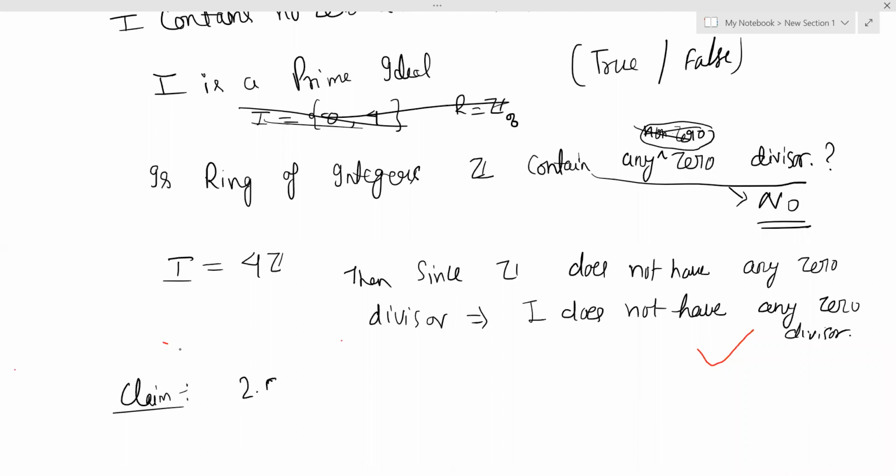You are in the ideal 4Z, in the ring of integers, the ideal generated by 4. This contains precisely the elements that are multiples of 4, like minus 8, minus 4, 0, 4, 8, 12, and so on. Then claim: 4Z is not a prime ideal.